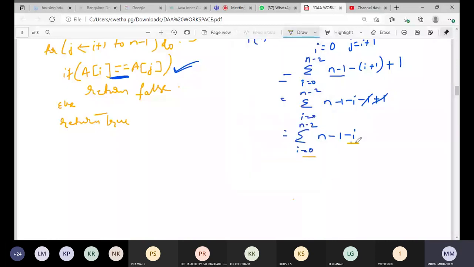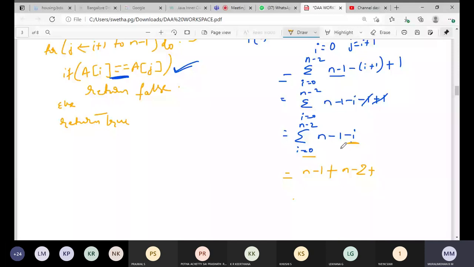Substitute this I value with I. So what we will get here? When I is equal to 0, n minus 1 minus 0, so we are getting n minus 1. Next time, I is equal to 1, so we are getting n minus 1 minus 1, which is n minus 2. Next time, I is equal to 2, so what are we getting? Are you having confusion?